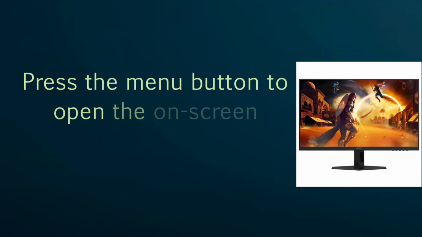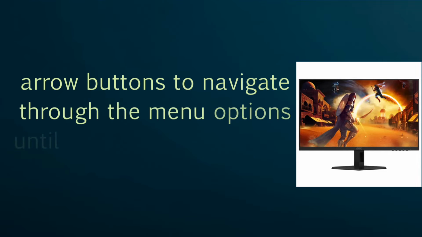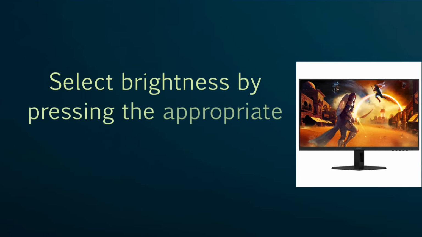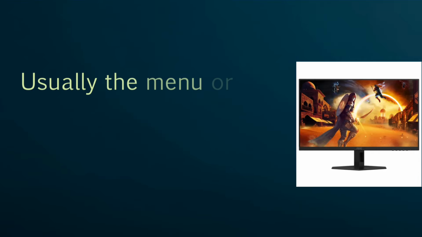Press the Menu button to open the on-screen display, OSD menu. Use the arrow buttons to navigate through the menu options until you find Brightness or Picture Settings. Select Brightness by pressing the appropriate button, usually the Menu or OK button.